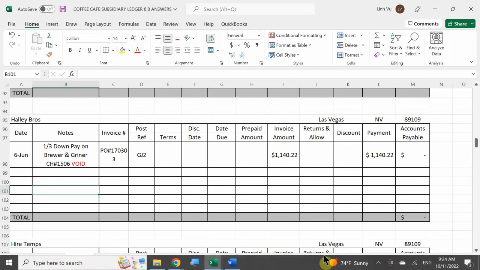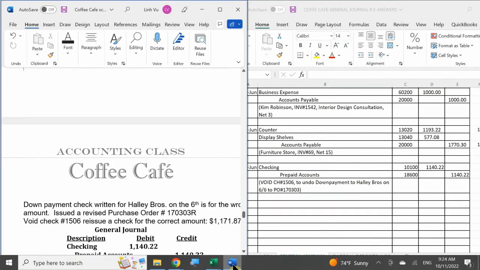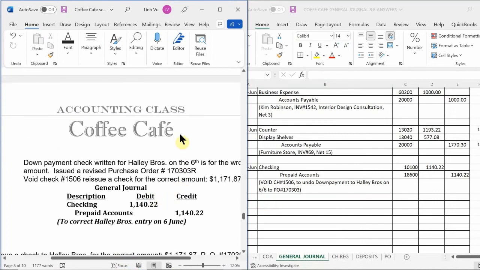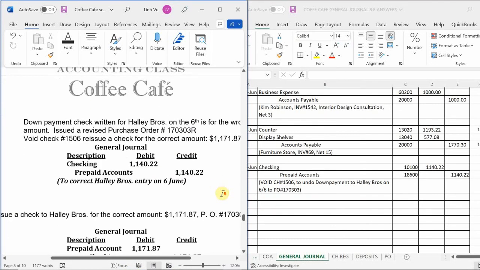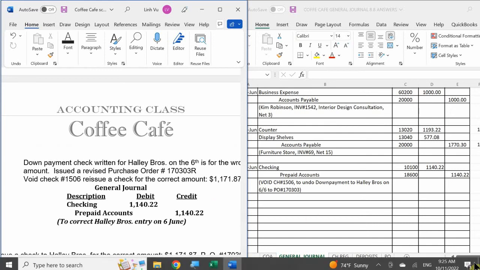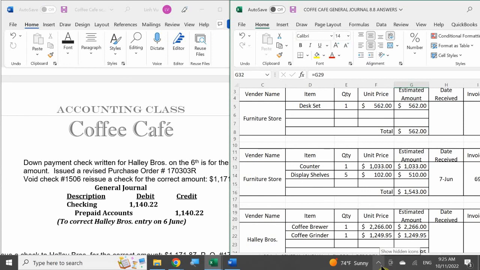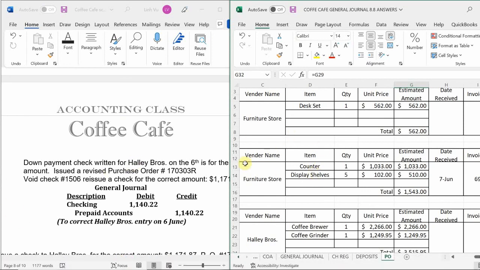Now that I've voided my transaction, it tells me that I need to reissue a new check for the correct amount, $1171.87. But it also tells me that I need to revise my purchase order. So I'm going to go to my purchase orders first. Things need to go in a step-by-step process, right? I need to revise my purchase order first to get my new number.